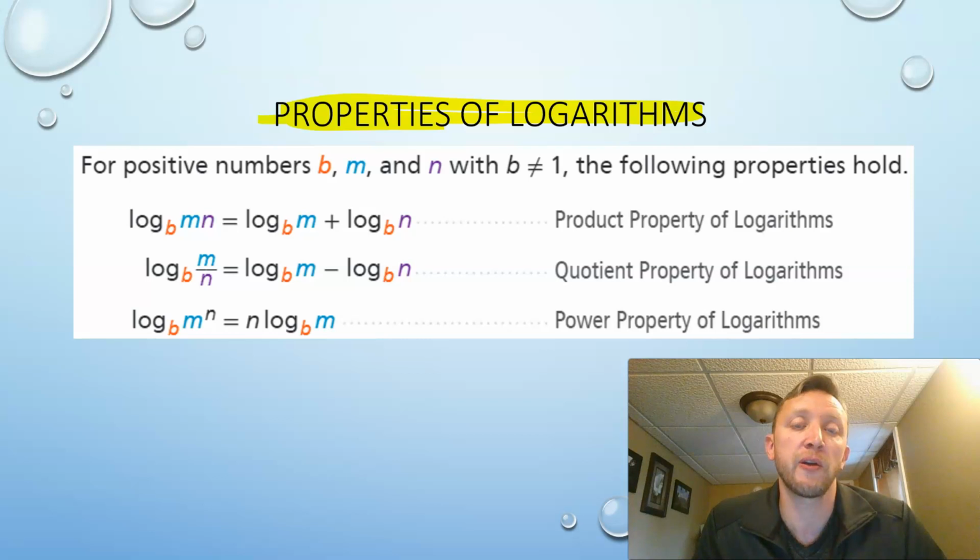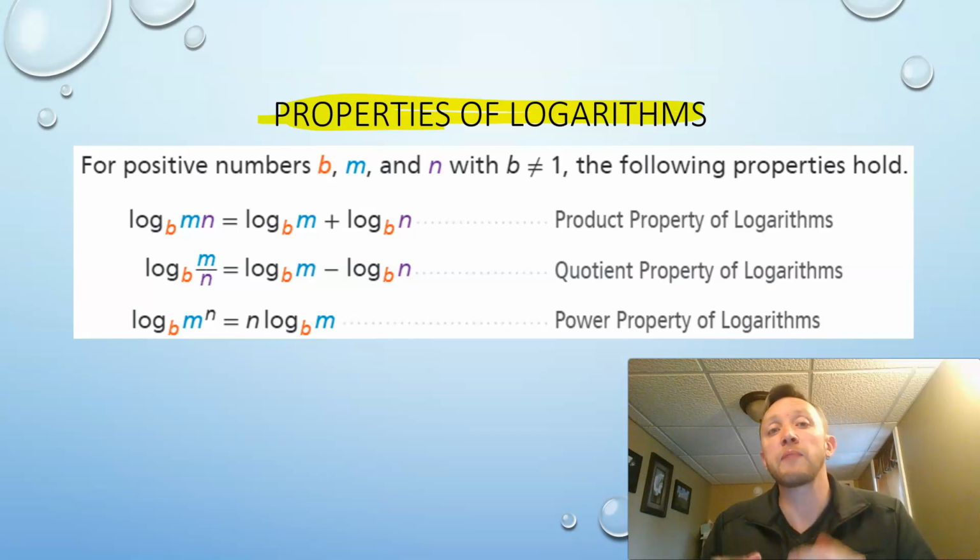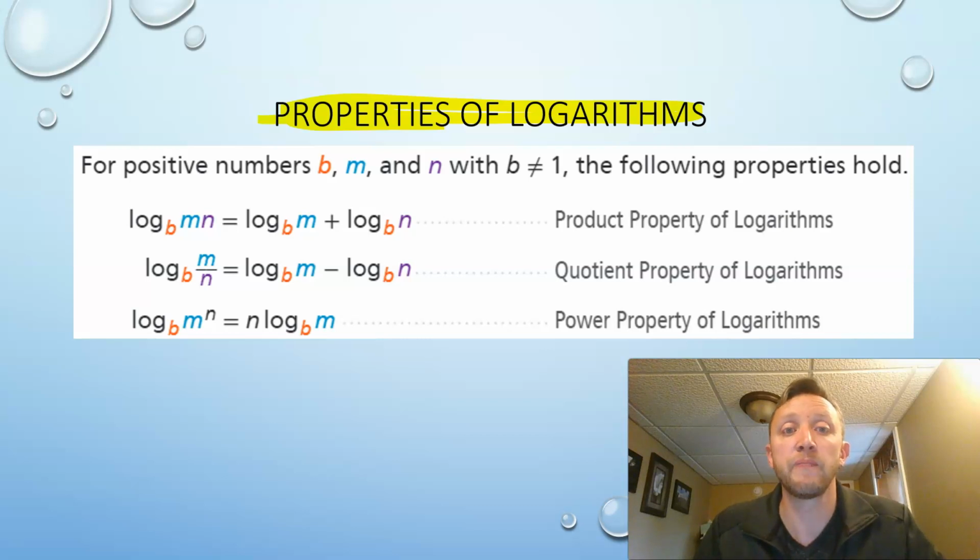Let's make a connection there. Because if you think about it, multiplication and division are opposites of each other. Well, if log base b of m times n is equal to log base b of m plus log base b of n, then if division is the opposite of multiplication, the opposite must also be true, that we would subtract these. Now, the order that we subtract things is important.